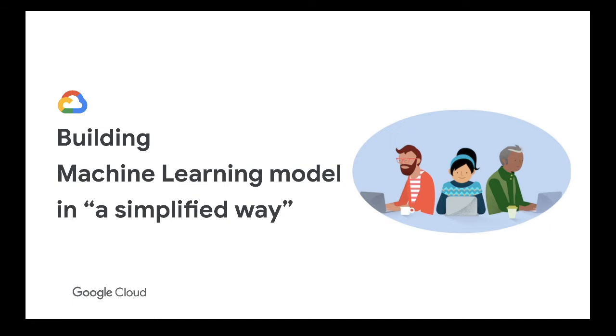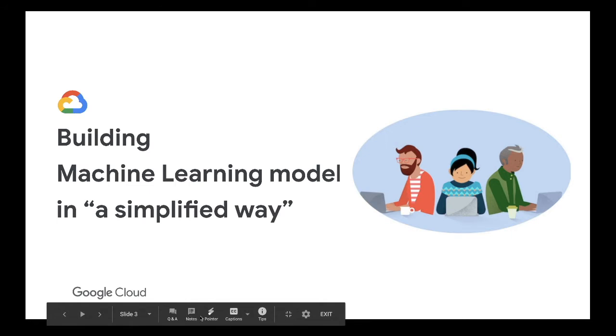Data is the new oil was one very common dialogue, and now democratizing machine learning is another. What did that mean? It meant we want to make machine learning so easy that the activation energy required to start doing machine learning is very low. This democratized part of machine learning, building it in a simplified way, is what we are going to focus on.